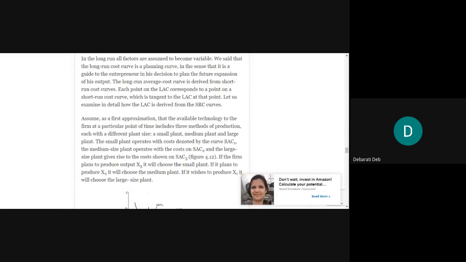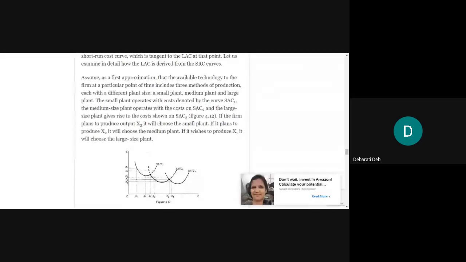Let us examine in detail how the LAC is derived from the SRC, short run cost curves. The long run average cost curve will be derived from many short run cost curves. Assume as a first approximation that the available technology to the firm at a particular point of time includes three methods of production, each with a different plant size.